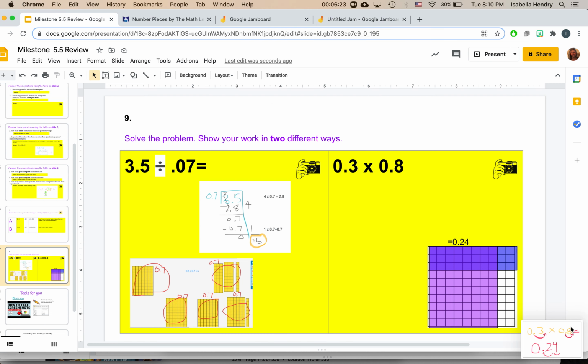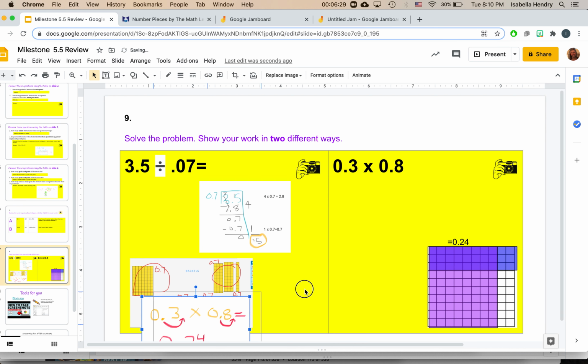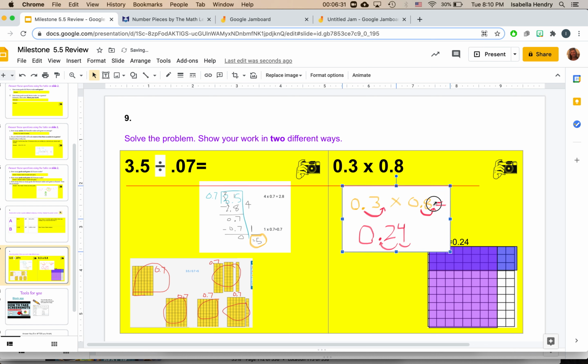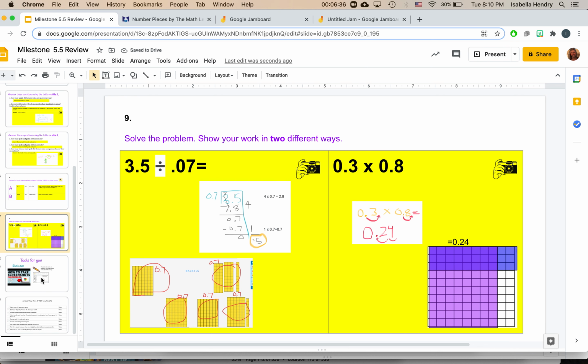For that one, make sure that you grab a piece of paper and actually draw the arrows. I will only count it as showing your work if you draw the arrows and show how you did it. All right, that's the last one.